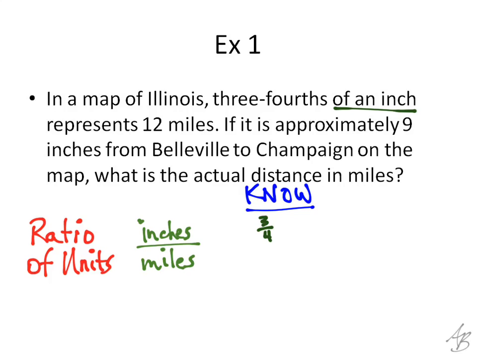Why do the inches go on top? Mark? You don't know how much miles you have to travel? No, we do know the miles that are going to go with this. So why would the 3/4 go on top? Because when we wrote our ratio of units over here, we had inches on top, right? So we write this ratio of units so that we know which one goes where. So the 3/4 of an inch goes where the inches go. The 12 miles is going to go where the miles go. So the miles are going to go on the bottom.